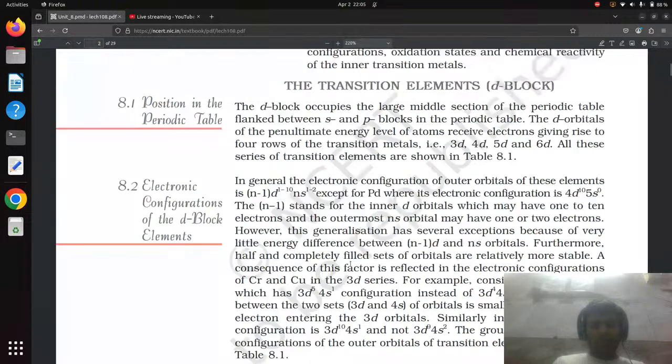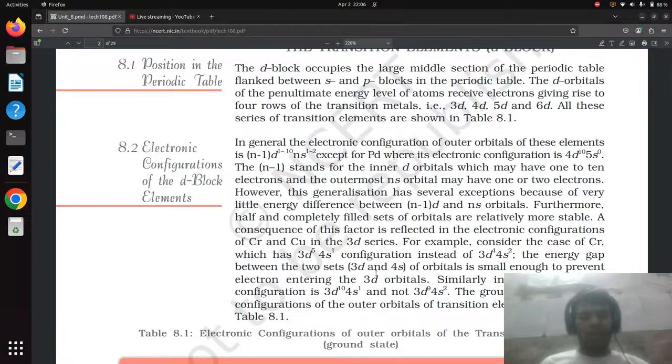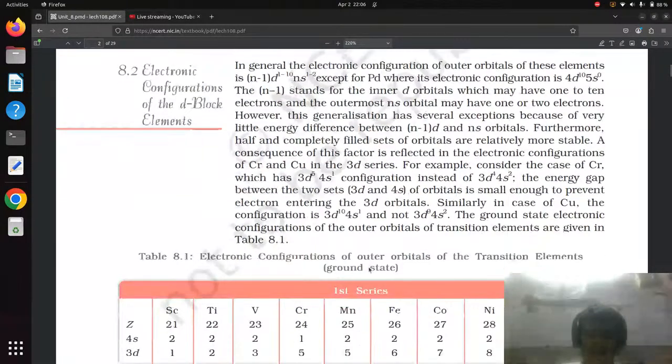A consequence of this factor is reflected in the electronic configurations of Cr and Cu in the 3d series. For example, consider the case of Cr, which has 3d5 4s1 configuration instead of 3d4 4s2. The energy gap between the two sets, 3d and 4s, of orbitals is small enough to prevent electrons entering the 3d orbital. Similarly, in case of Cu, the configuration is 3d10 4s1 and not 3d9 4s2. The ground state electronic configuration of the outer orbital transition elements are given in the table.